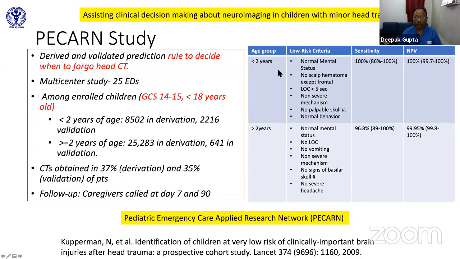In fact, this is what I was talking about in the beginning. If a child was less than 2 years of age, normal mental status, no scalp hematoma except frontal, LOC less than 5 seconds, non-severe mechanism, no palpable skull fracture, normal behavior, there is no benefit of doing a CT scan in such group of children.